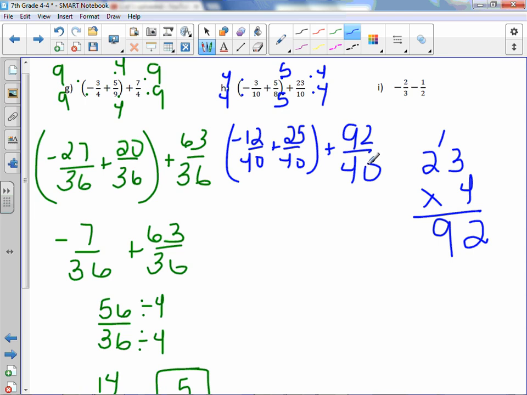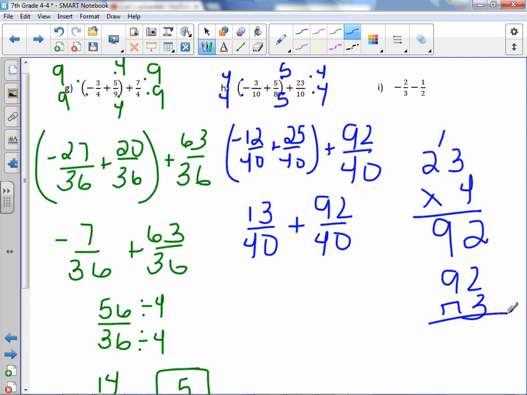We have to do what's inside the parentheses first. Negative 12 40ths plus 25 40ths is positive 13 40ths. Bring down the plus 92 40ths. 92 and 13 make 105. So this would be 105 over 40.